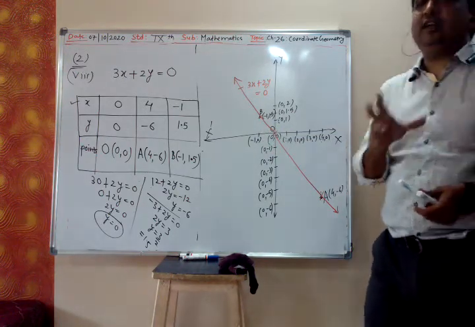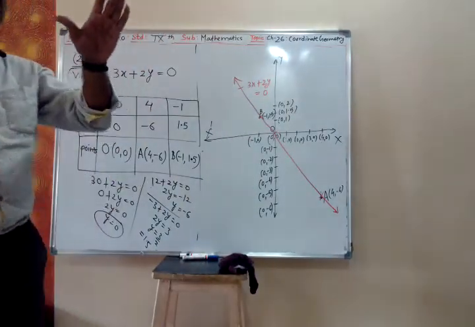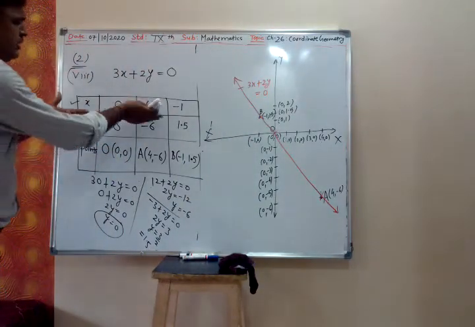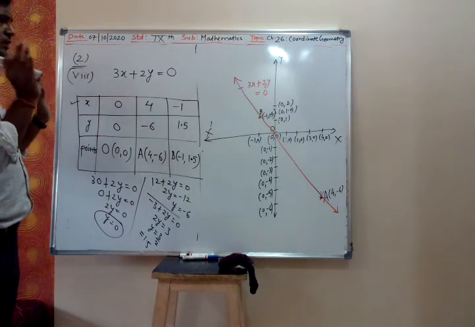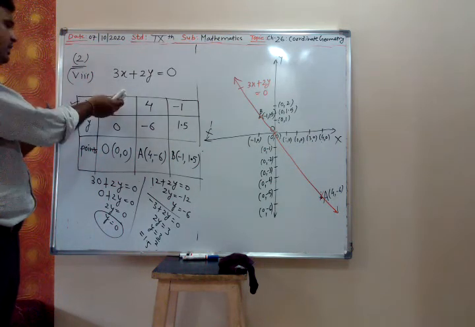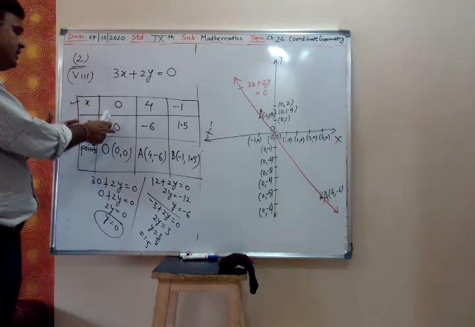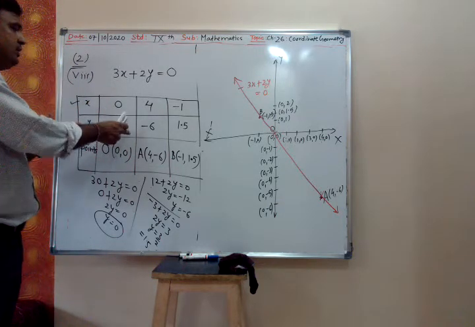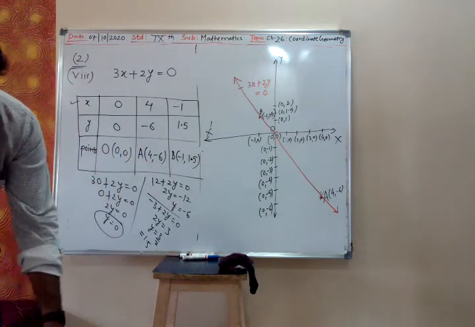So to plot the straight line, you need to find 3 points. You can take any 3 points, any 3 values of x. There is no restriction. For those 3 values of x, you get the corresponding value of y. You will get 1 point, get second point, get third point. Now plot those 3 points.